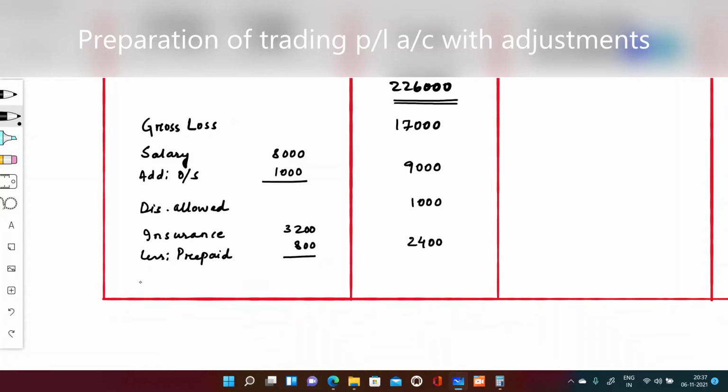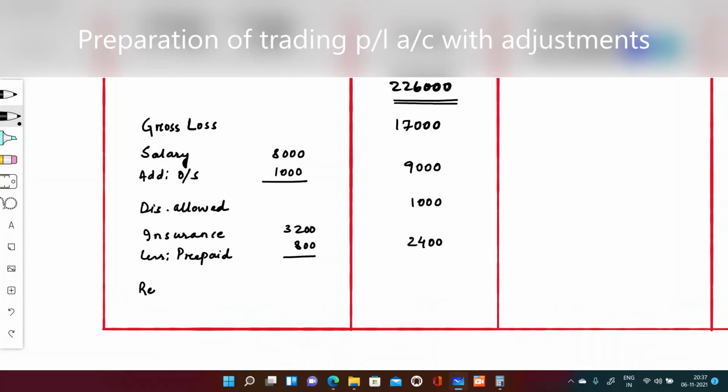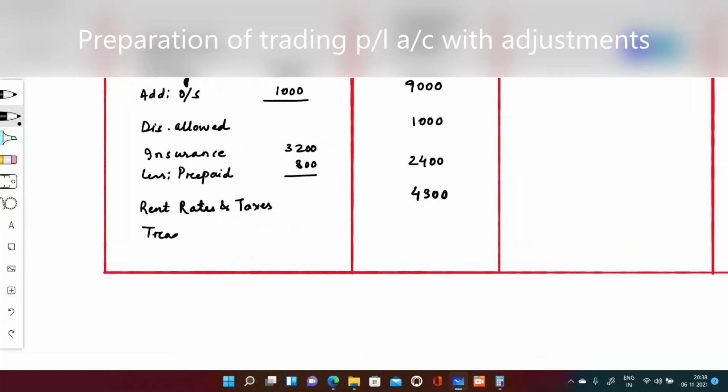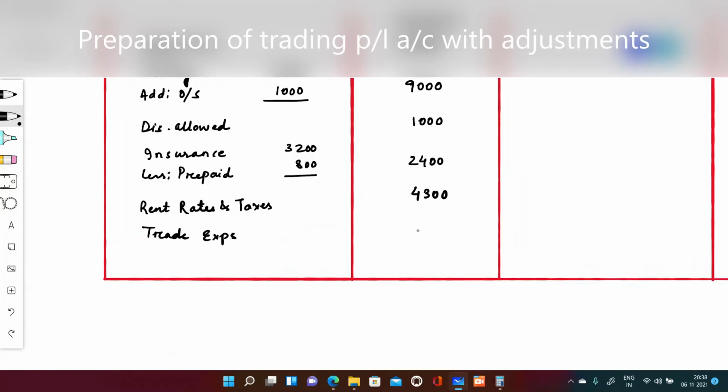Then your rent, rates and taxes. So that is your how much? 4,300. Again, side by side. Okay, first we will complete this one, then we will go for the balance sheet. Then fitting and fixture, it will go under your asset side. It is an asset for you. Trade expenses 1500.